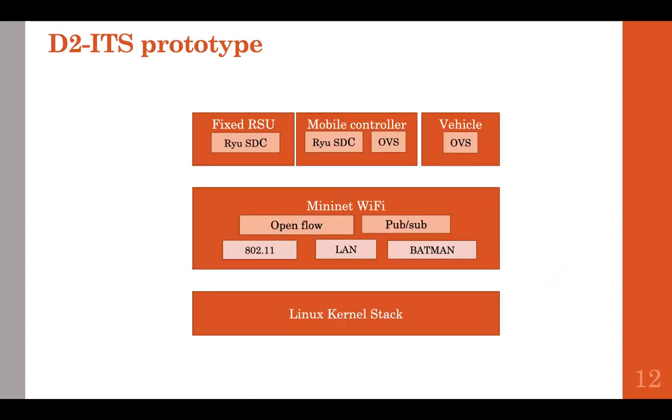The prototyping which we did, we have three types of entities. One is the controller, which is just a plain RU SDN controller. Then we have the tertiary controllers, which can have both a switch, which is the OVS, and the controller, again the RU controller. We have plain vehicles which are acting just as OVS. Then all these applications are running on top of Mininet-WiFi.